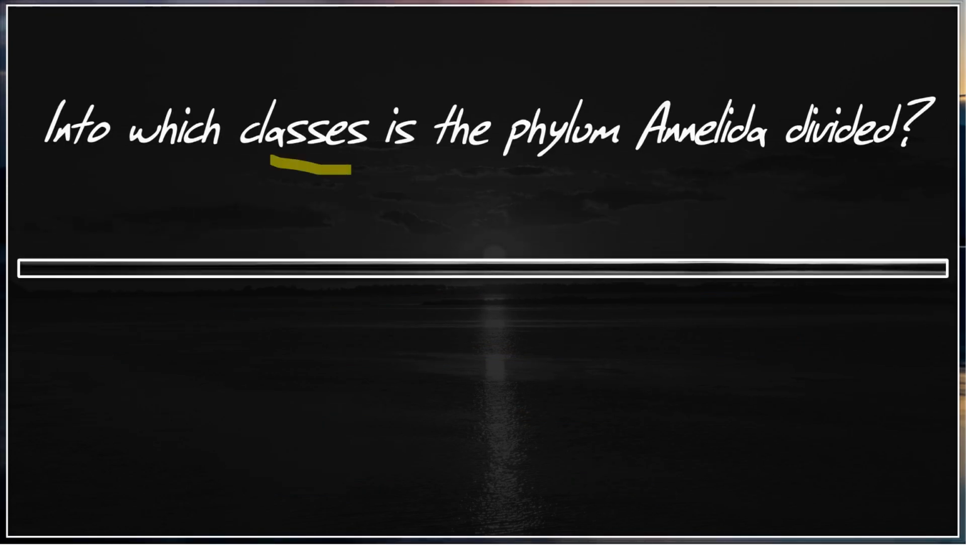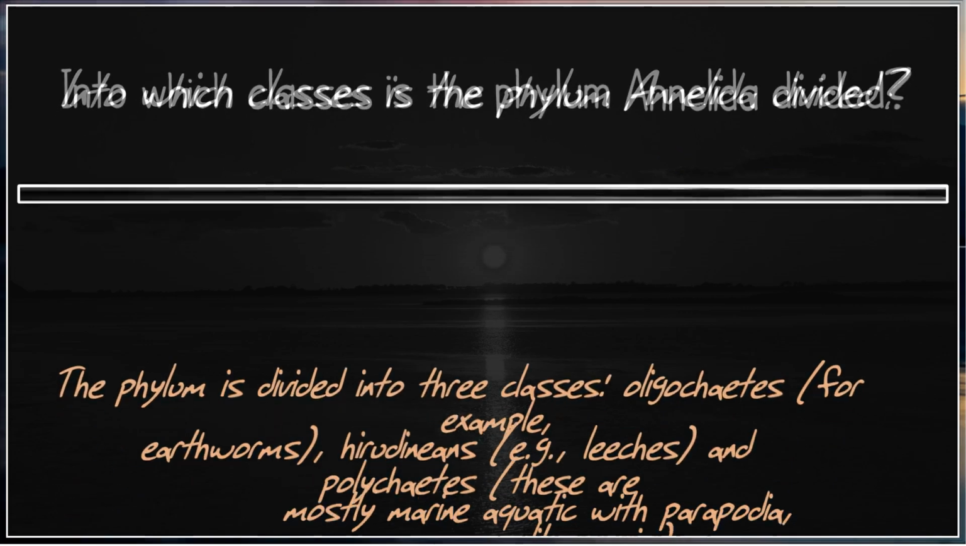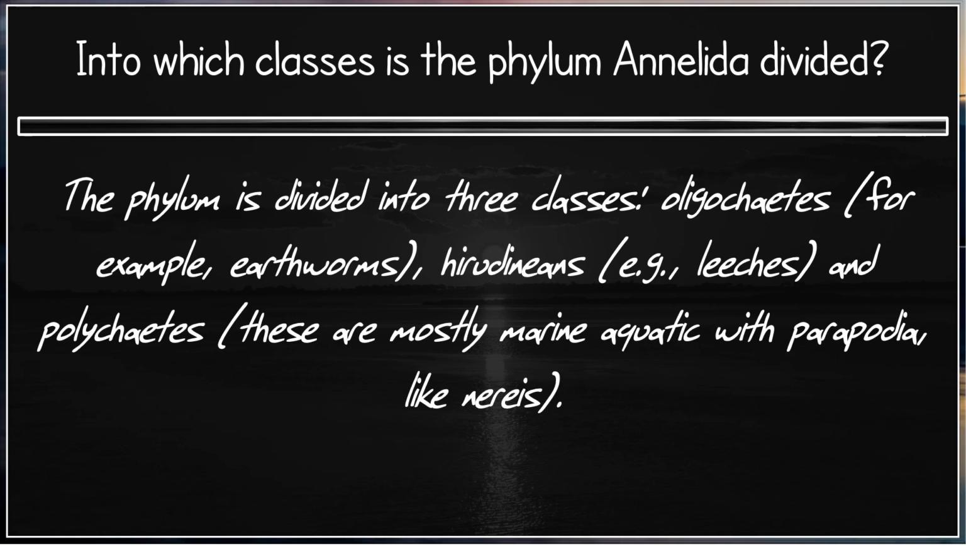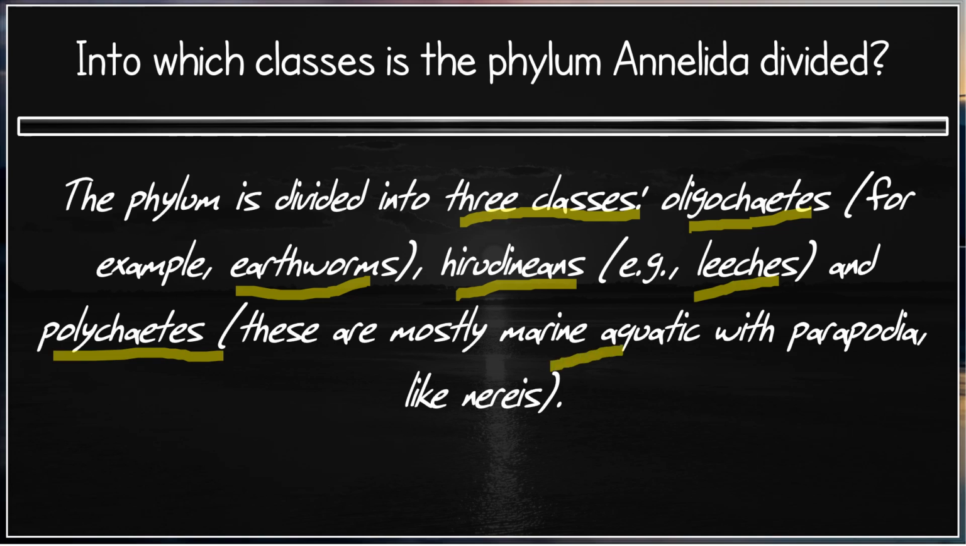Into which classes is phylum Annelida divided? Phylum Annelida is divided into 3 classes: oligochaetes, for example, the earthworm; hirudineans, the leeches; and polychaetes. These are normally marine, aquatic, with parapodia, like lugworms.